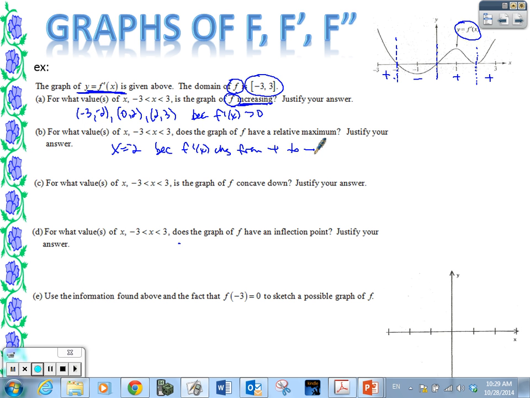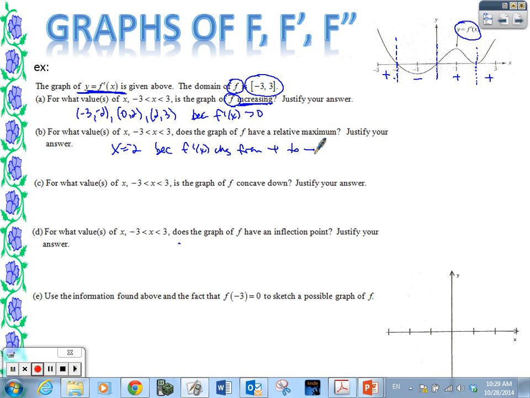Now, at this point, it wouldn't be good enough just to say that the sign changes. Okay, because what if the sign changed from negative to positive? Would I still have a maximum? No. So I have to be specific. I can't just say sign change. Okay, I got to say I'm going from positive to negative because that's what indicates that we have a relative maximum.